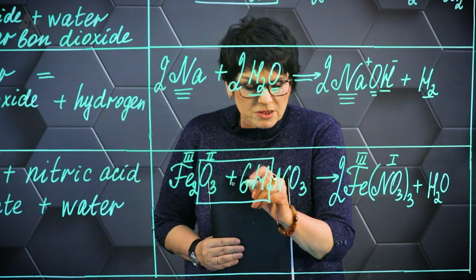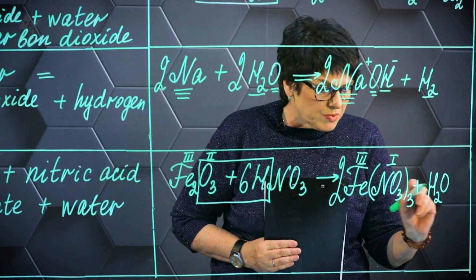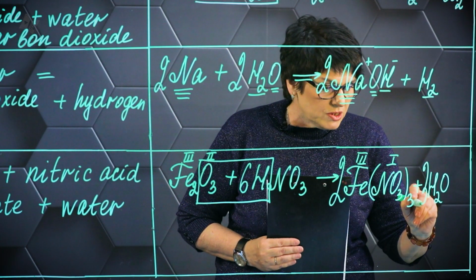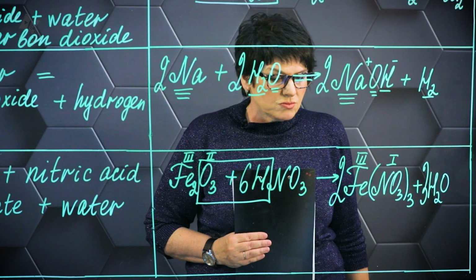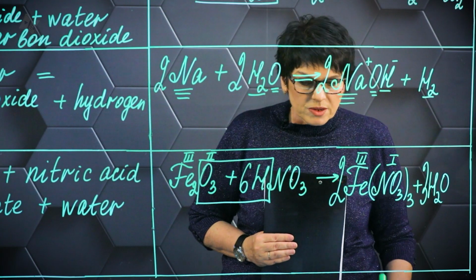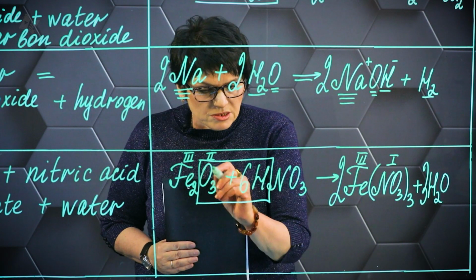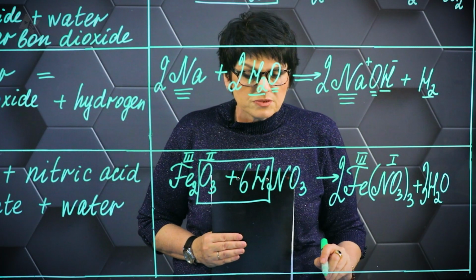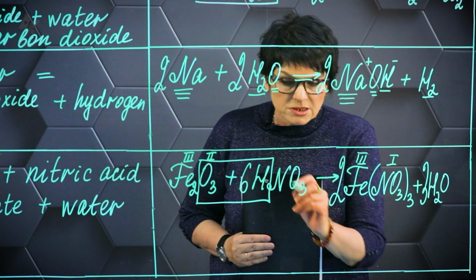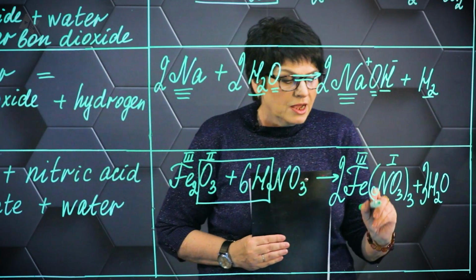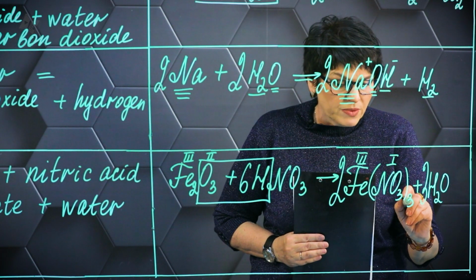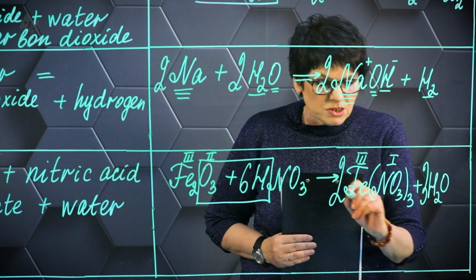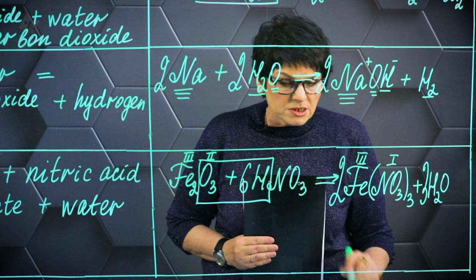Now let's discuss hydrogen. There are 6 hydrogens on the left and 2 on the right. Therefore, prior to the water formula, we place a 3. Check oxygen: 3 O atoms in the oxide, also 6 and 3. We have 18 plus 3, 21 O on the left side. On the right side here, there are 9 of them, times 2, 18, and another 3, also 21.